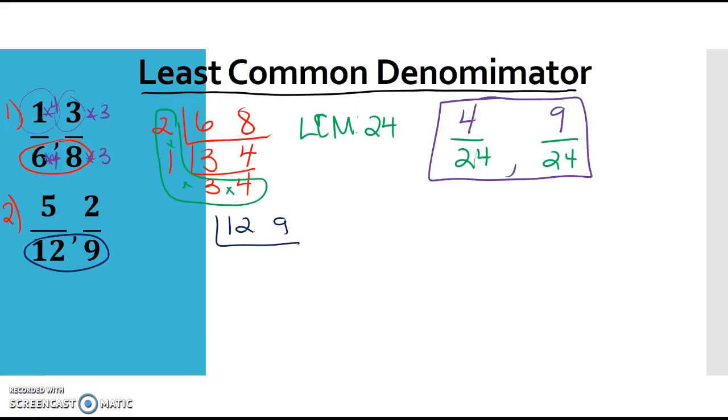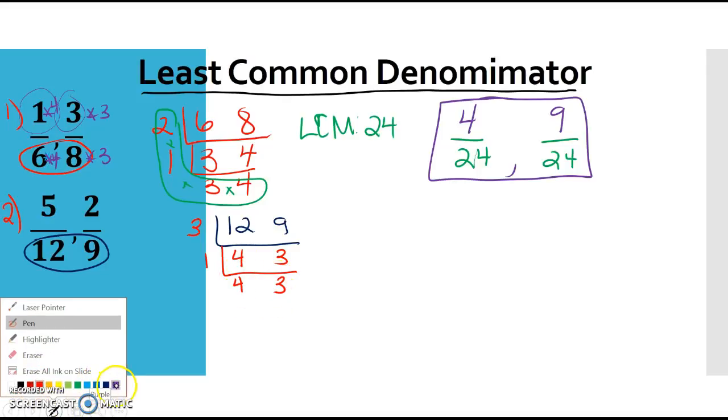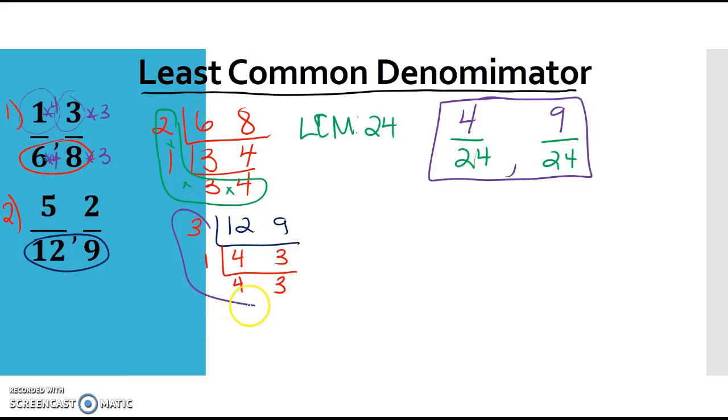So if we're looking at 12 and 9, a prime number that can go into both 12 and 9 is 3. So 12 divided by 3 is 4. 9 divided by 3 is 3. And then nothing goes into both 4 and 3 except for 1. So we have 4 and 3. And then again, to find that least common multiple, we take these outside numbers and we multiply. So 3 times 4 is 12. 12 times 3 is 36. So the least common multiple here is 36.